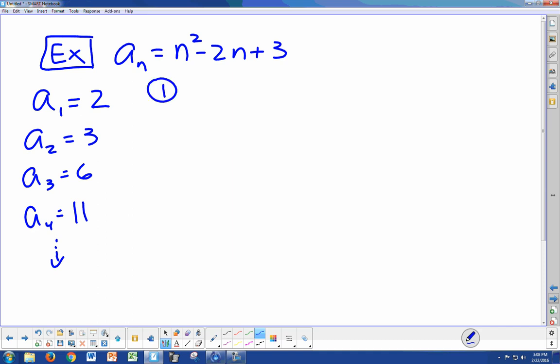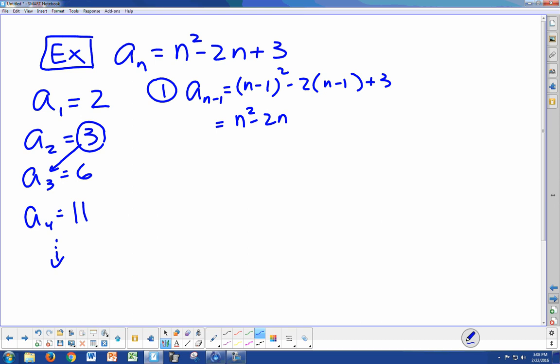So step one, we're going to figure out what a sub n minus 1 is, and that's going to be n minus 1 squared minus 2 times n minus 1 plus 3. Again, we're trying to realign our sequence so that the n minus 1 term matches up with the next term rather than the one that it's at. It's going to be n squared minus 2n plus 1 minus 2n plus 2, and then plus 3, or I get n squared minus 4n plus 6.